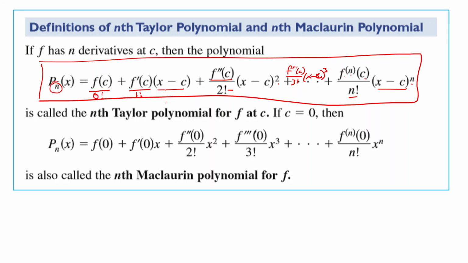This is Taylor technically because it's centered at c. If we did it all at 0, we could call it a Taylor if we want, but the more proper name would be a Maclaurin polynomial for f.